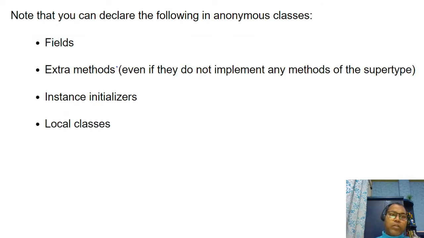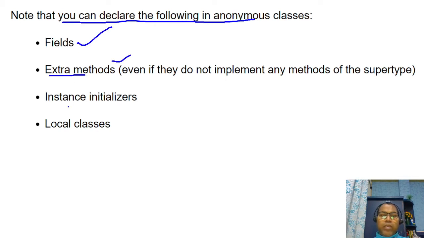And so here, you can declare the following in an anonymous class. You can declare fields. You can declare methods. You can have instance initializers, just like your local classes.